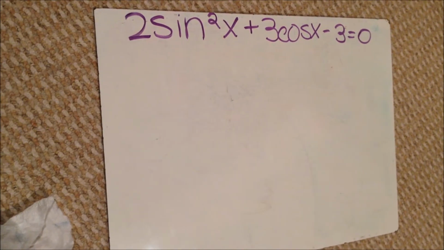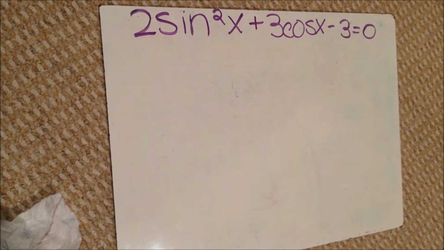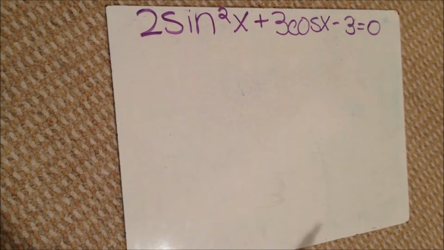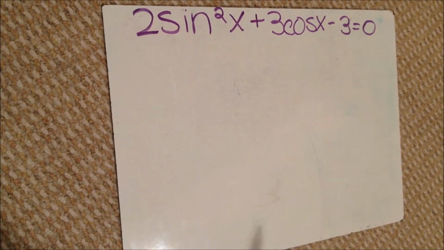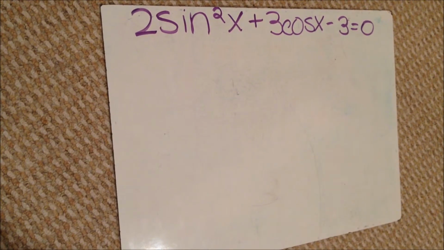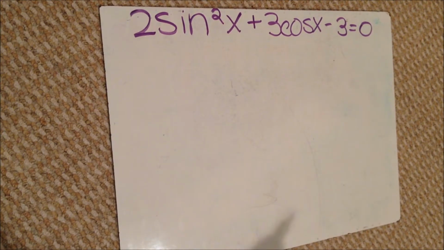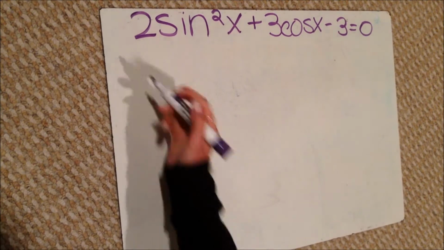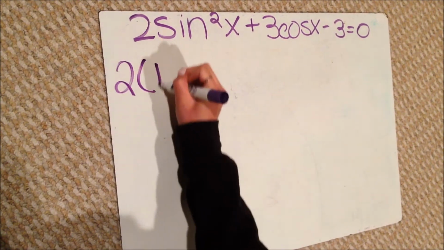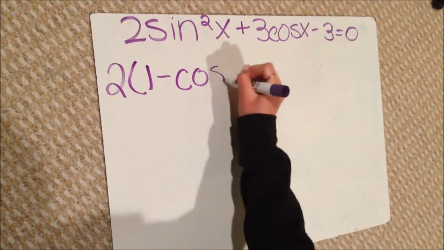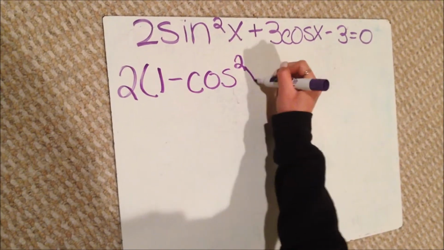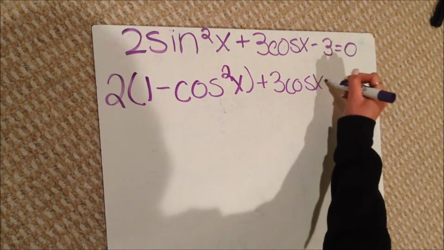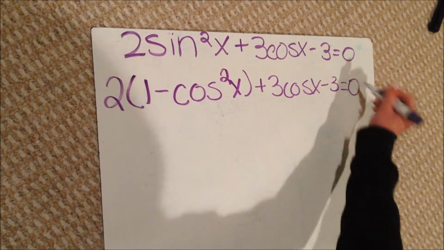So now you have the problem 2 sine squared x plus 3 cosine x minus 3 equals 0. But you don't want to work with sine and cosine, so you're going to rewrite it in terms of one trig function. So you know that sine squared x is really 1 minus cosine squared x because it's an identity. So you're going to write 2 times 1 minus cosine squared x plus 3 cosine x minus 3 equals 0.